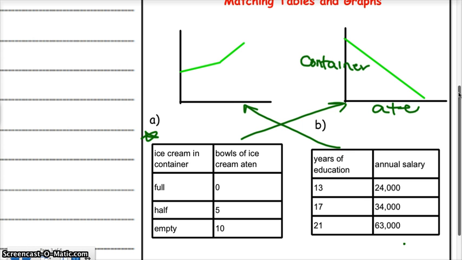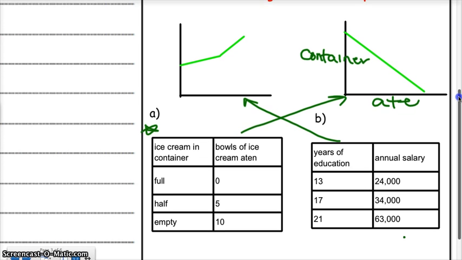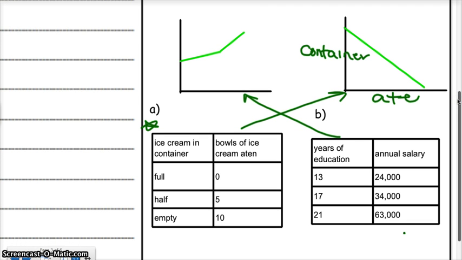Okay, the next one. We're identifying our variables, the things we're talking about. Years of education and our salary. What depends on the other? What do you think? Think, pair, share. Talk to your partner. See which one you think depends on the other. All right, which one is the independent variable? Years of education or my salary?